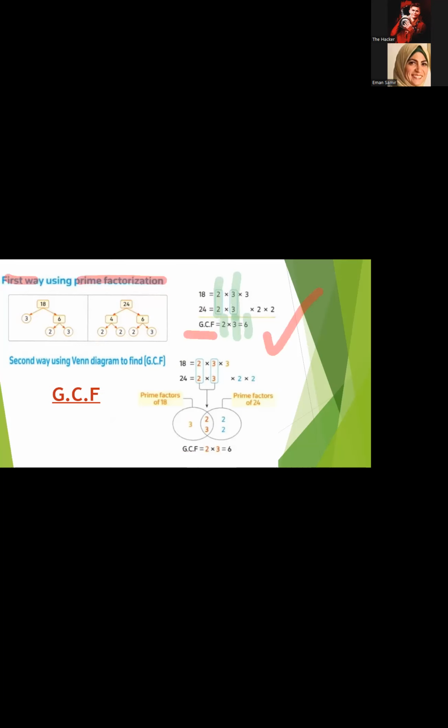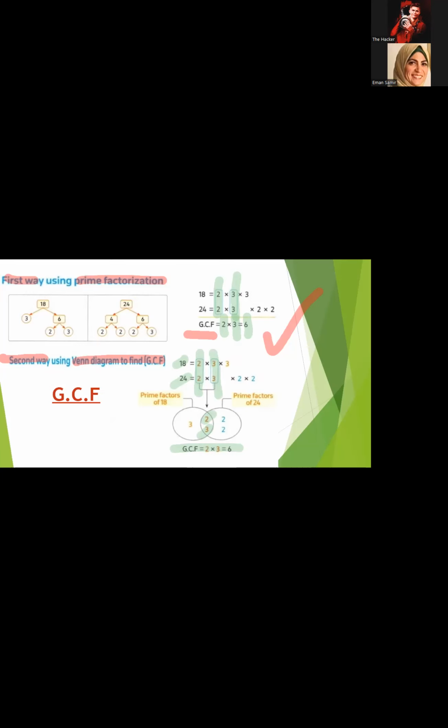In the other method, which is called Venn diagram, I draw two circles intersected together, and I start finding the prime factors of 18 and 24, writing them into two lines. After I write these two lines, I start putting the common factors here, which is 2 and 3. I put them here in the intersection area, and I calculate the GCF from these two numbers. 2 times 3 equals 6, so my GCF is equal to 6.